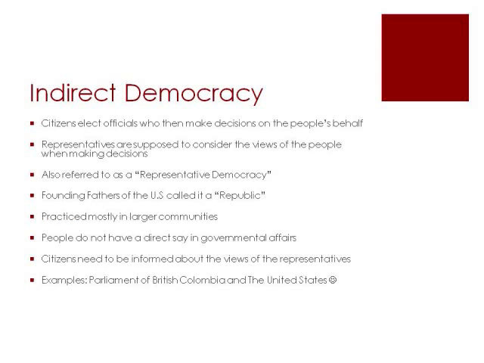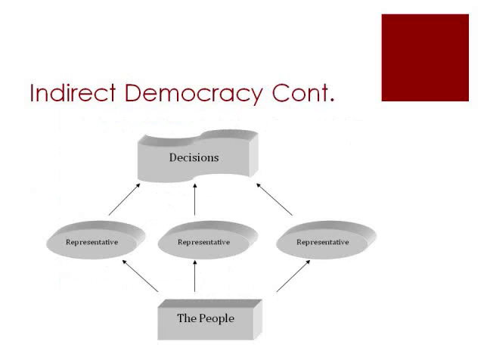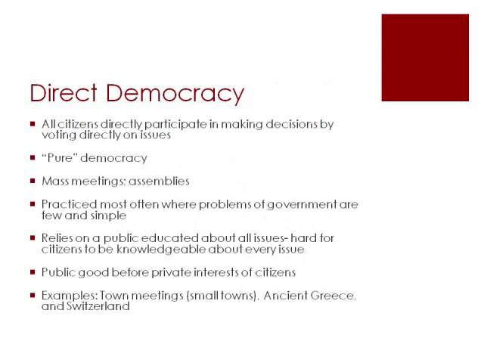An indirect democracy is the same as a representative democracy. As you can see, the people in the country elect representatives who then make decisions for them. In a direct democracy, all citizens directly participate in making decisions by voting directly on issues. It is also called a pure democracy.